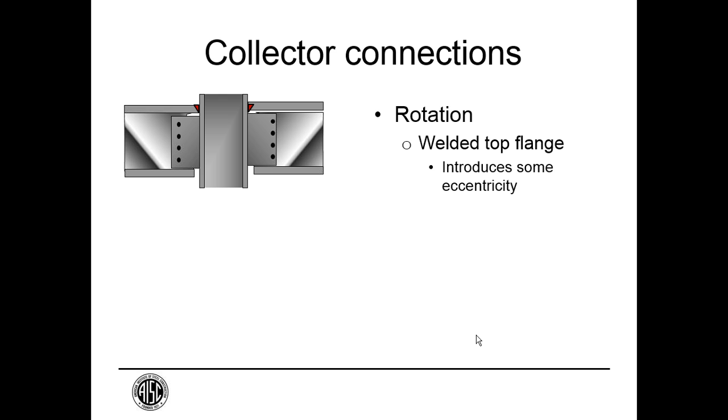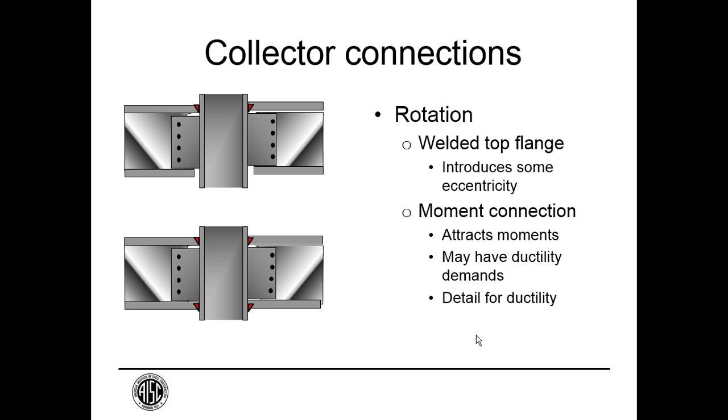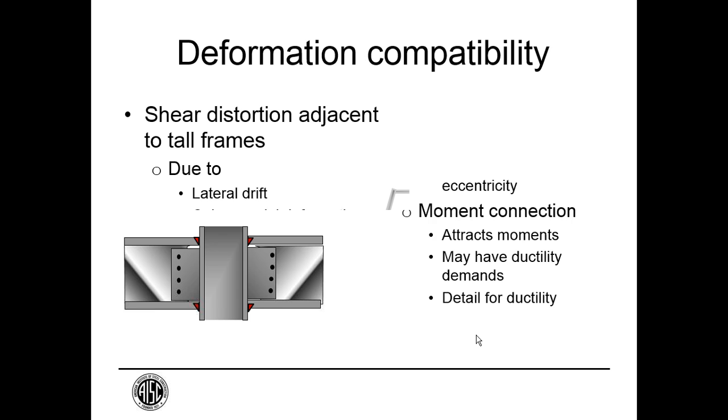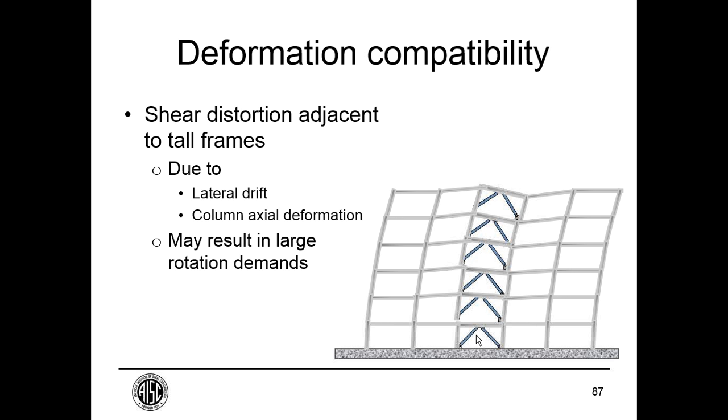When we get to higher forces, some engineers use a welded top flange, which is a good method. It does introduce some eccentricity. Or you can weld both flanges, in which case you have essentially a moment connection, which will attract moments. If you have large drifts, you will have ductility demands, and you can detail that for a moderate level of ductility.